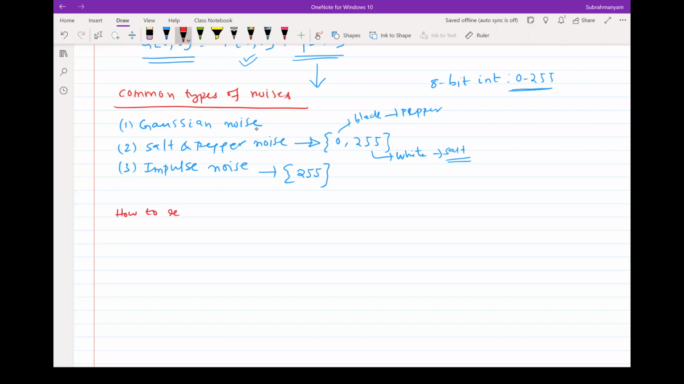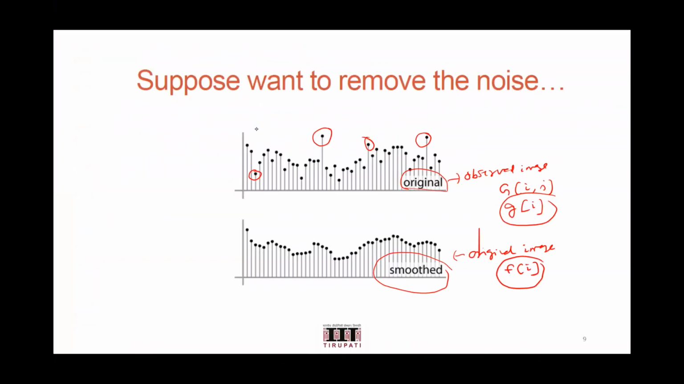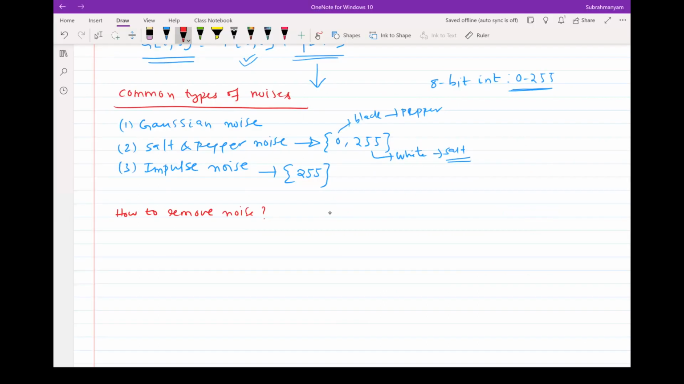And the question is, how do you remove the noise? In other words, given something like this, I want to obtain something like this. So how could you obtain that? Moving average filters. Very good, very good. I'm sure every one of you is aware of this because you had it in DSP also. We studied this moving average filter, right?